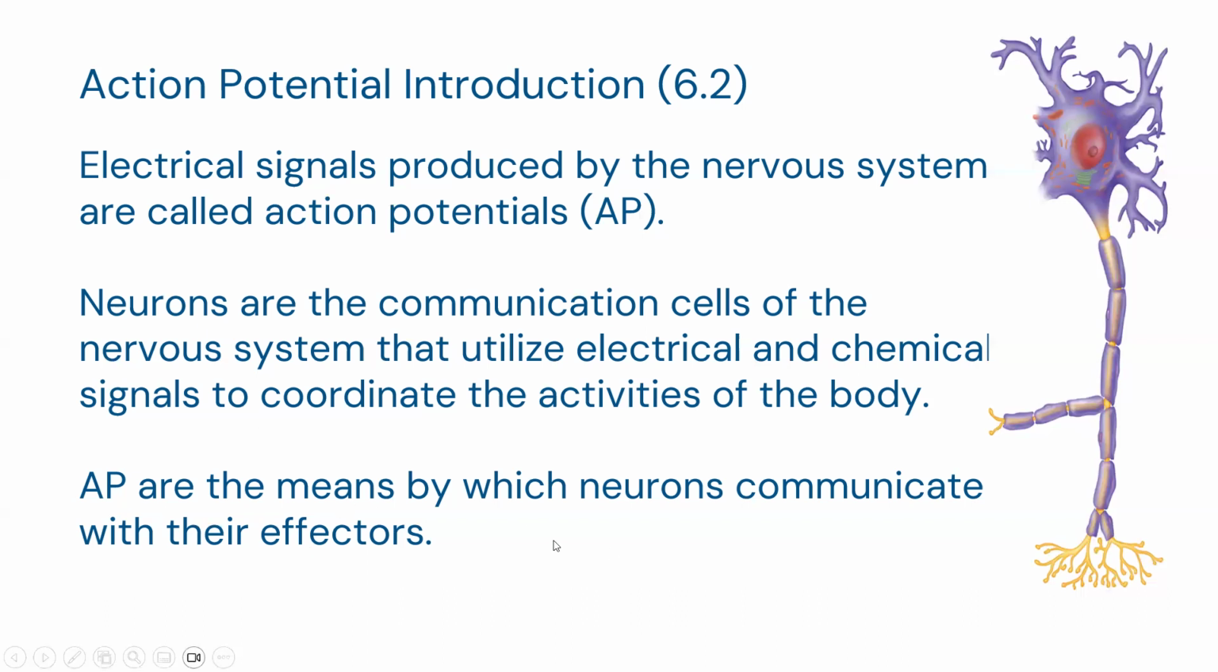Action potentials are where our neurons communicate with any effector, and that could be another neuron, that could be a muscle, that could be a gland. It's whatever is going to be our postsynaptic membrane, or what our neurotransmitters from the presynaptic terminals are going to communicate with.